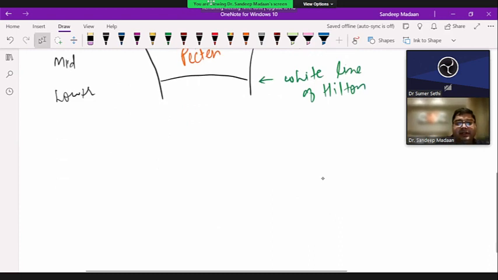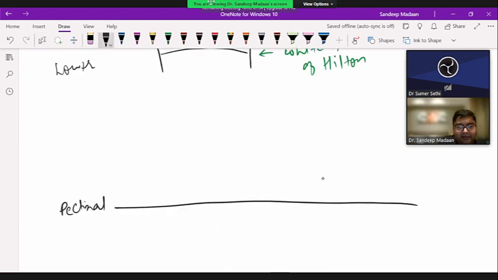So let me draw this line. We have this pectinate line here. Pectinate line above and below, we have different features. Above, it develops from the endoderm. Below, it develops from the ectoderm, the proctodeum part. That is the proctodeum part.